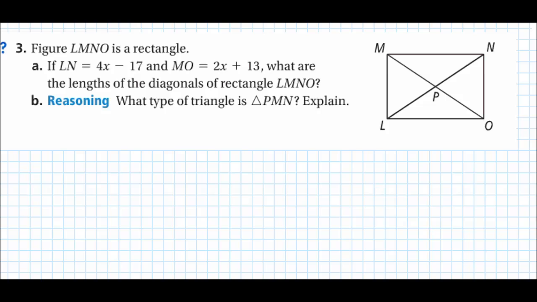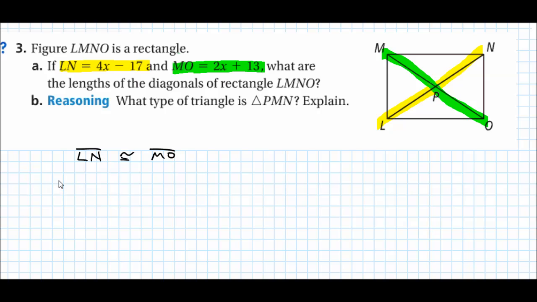If LN, let's highlight LN, is 4x minus 17, that'd be LN, and MO is 2x plus 13. What are the lengths of the diagonals? Well, again, the diagonals are congruent, so we can say LN is congruent to MO. We can just plug in: 4x minus 17 equals 2x plus 13.